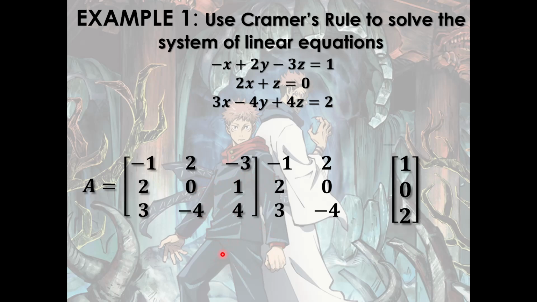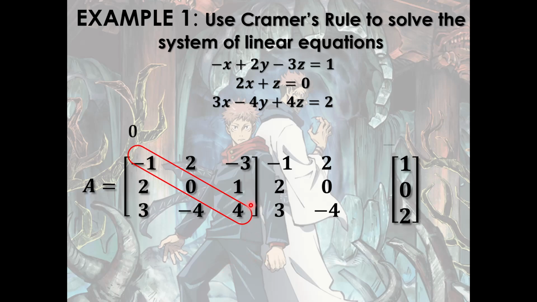So the shortcut is you repeat the first two columns, column 1 and column 2. You just write the two columns here on the right hand side of the matrix. So now we're going to find the determinant. And then you do your diagonals.